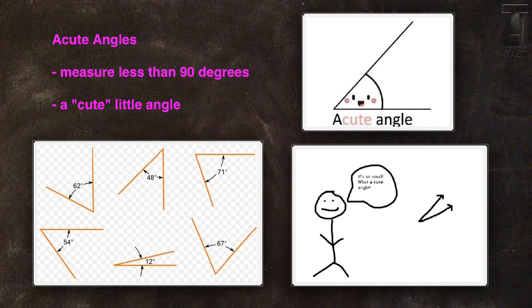First, let's talk about acute angles. Acute angles measure less than 90 degrees. You can remember this because you can think of it as a cute little angle. So whenever you talk to little puppies or little babies, you talk in a cute little voice. So think about an acute angle as being little and cute.